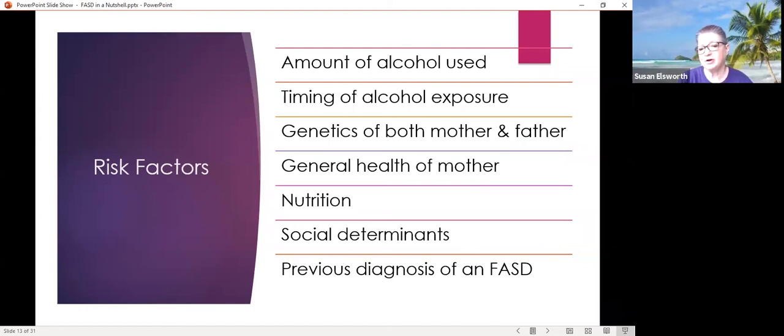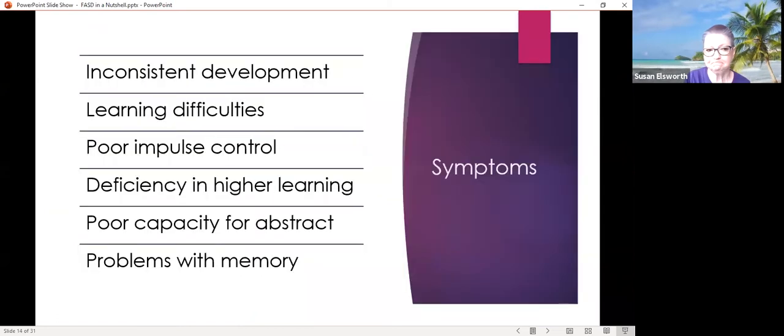And then if there's a prior diagnosis of FASD within the family, and that's not grandmother, this is with biological mom, if there's another child who's got a diagnosis of FASD, that increases the risk that subsequent children will also have an FASD. And how do we know that we're looking at somebody who might have prenatal alcohol exposure?